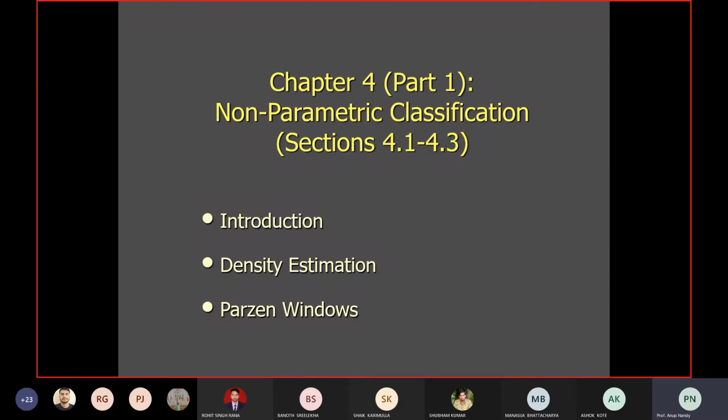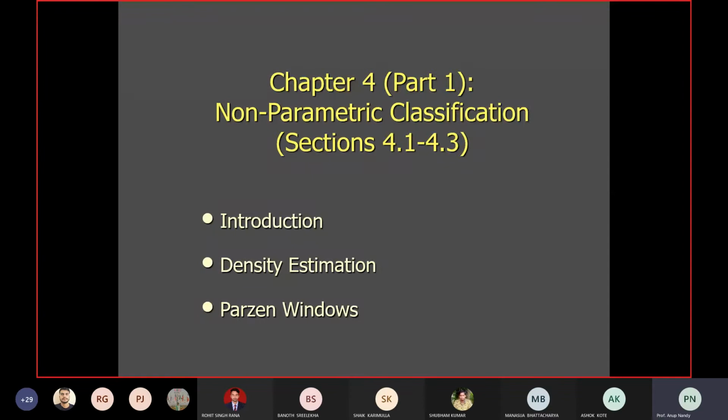Meanwhile, when you are going to apply classification, suppose you apply the Bayes decision rule, then how do you estimate the density for classification purposes? That's why it is called non-parametric classification. Firstly, you need to estimate the density function using some techniques, and after estimating the density, you plug it into the Bayes decision rule for classification purposes.